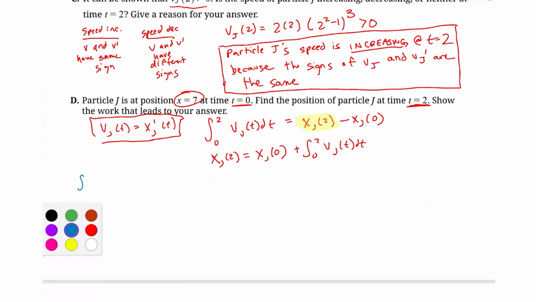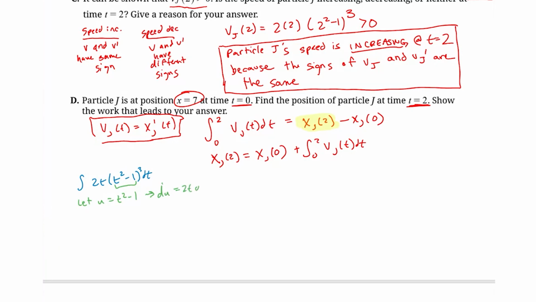The indefinite integral of 2t times t squared minus 1 cubed dt. If we need to find the antiderivative of that, what we need to do is a little u substitution, it looks like. So we're going to let u be t squared minus 1. So I'm going to say let u be t squared minus 1. And therefore, du is going to be 2t dt, which we actually have a perfect match for here. Very nice there.